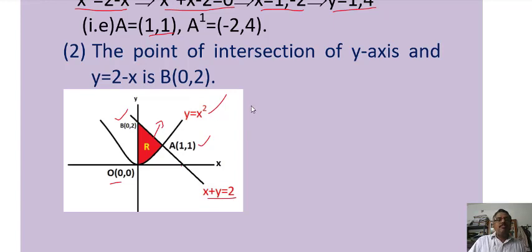Now, change of order of integration. In the previous problem, we integrated with respect to y, then with respect to x. The given problem is this one. Now change the order of integration.